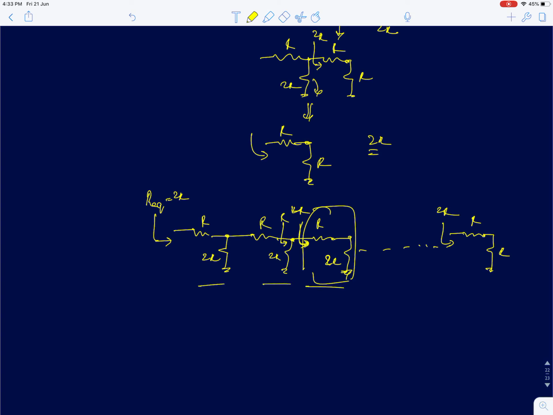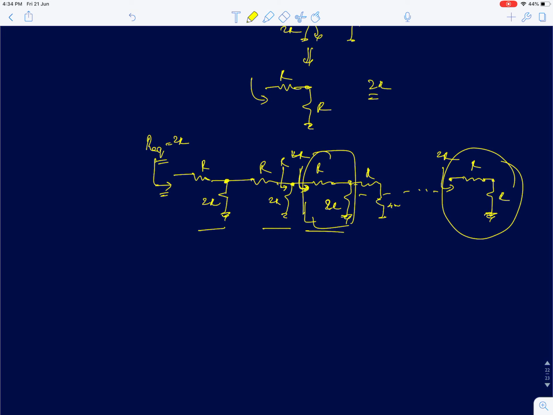No matter how many such R2R networks you connect, if you terminate the final point by resistances of R and R, you are actually going to get an equivalent resistance of 2R at the input. Okay. So this is a very interesting circuit called an R2R circuit. Each node voltage will actually reduce geometrically by a factor of 2. Okay. That's it. So this is all about R2R resistor circuits.